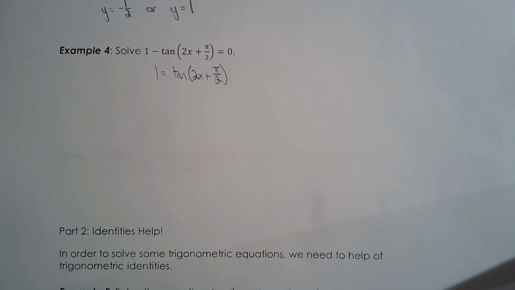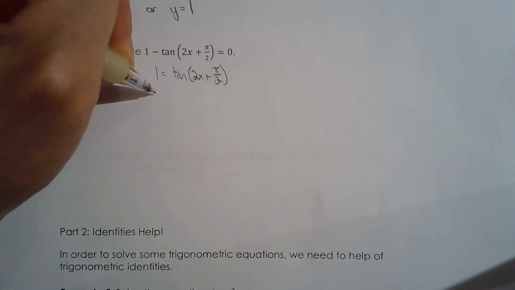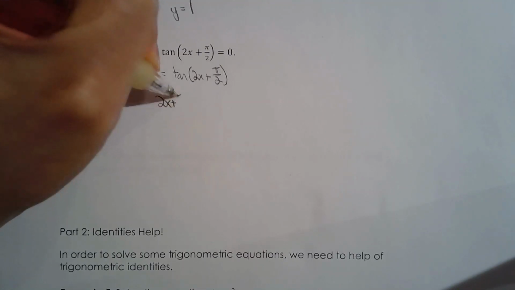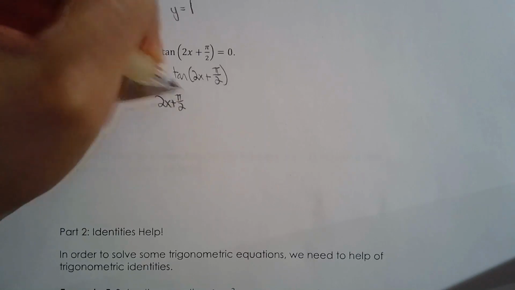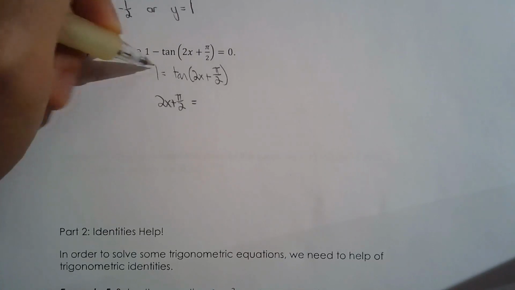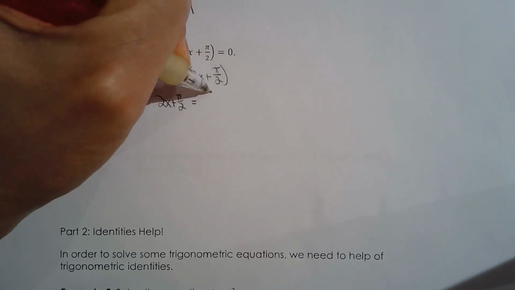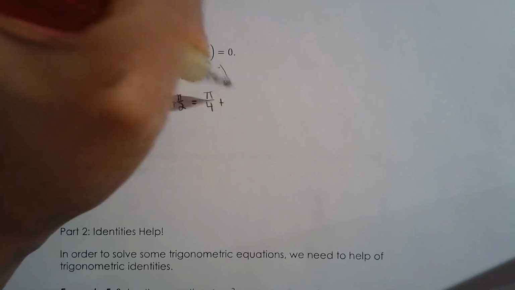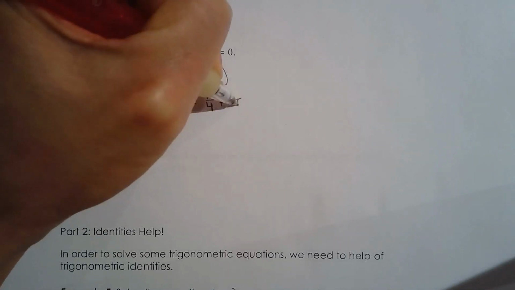So there's a shortcut. You're going to write 2x plus pi over 2. This is the angle. 2x plus pi over 2 is equal to, since the ratio is equal to 1, pi over 4 plus k pi.